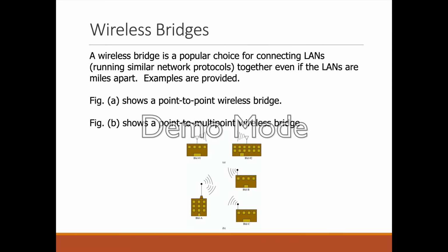Wireless bridges. A wireless bridge is a popular choice for connecting LANs running similar network protocols together, even if the LANs are miles apart. So figure A. Remember when I talked about how Point Park has their buildings separated, they're using T1 lines. They also could set up these bridges, which send a signal from point A to point B. So let's say you're sending a signal from West Penn over to, say, Lawrence Hall. I don't know how their network's designed, but that could be one way that they're doing it. They could have antennas on their roof sending signals over.